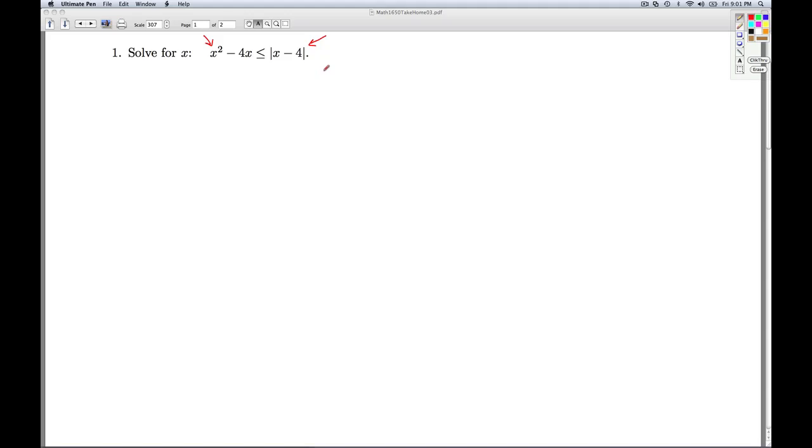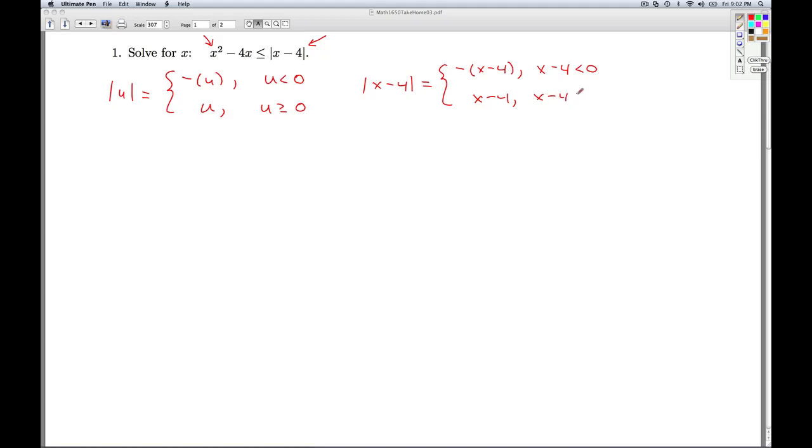And so we're going to first reduce this into two different cases. The absolute value of something is one of two things. It's either the opposite of what you plug in, if what you plug in is less than 0, or it's just the thing you plugged in, if the thing you plug in is bigger than or equal to 0. So in our case, we have the absolute value of x minus 4. That's either the opposite of the quantity x minus 4, if x minus 4 is less than 0, or it's the quantity x minus 4 itself, if x minus 4 is greater than or equal to 0.